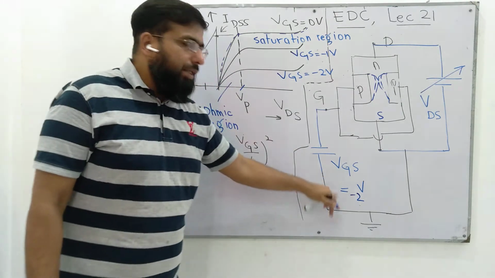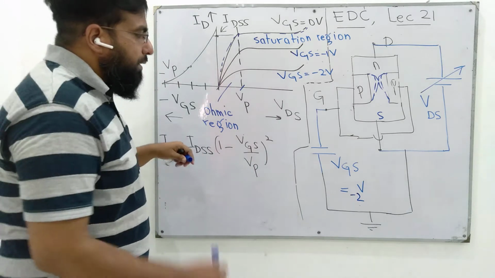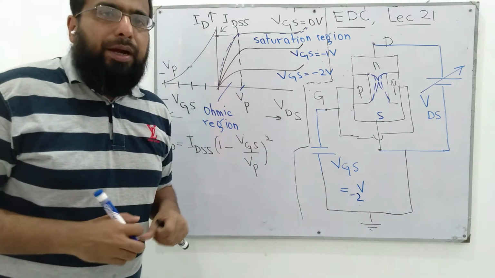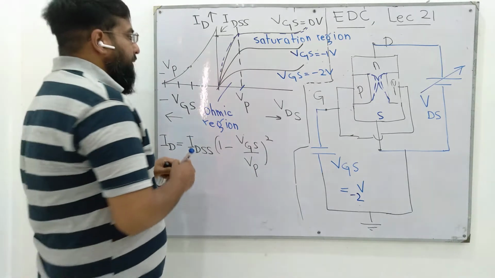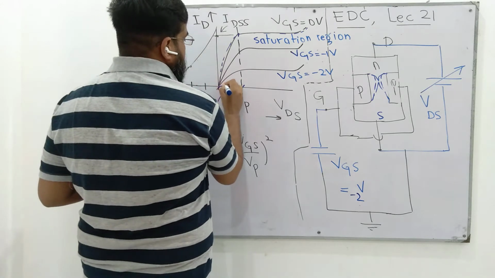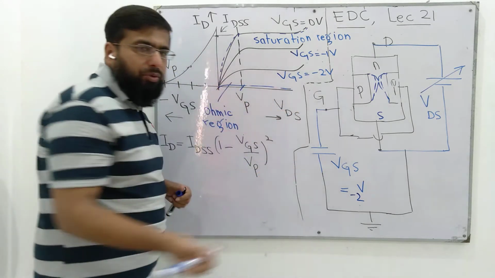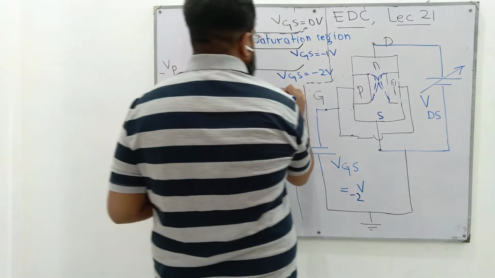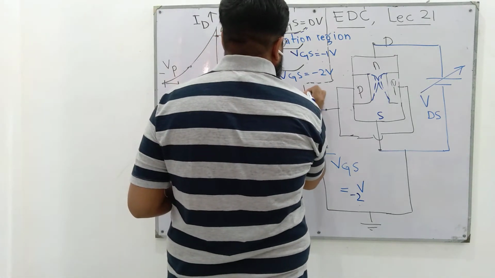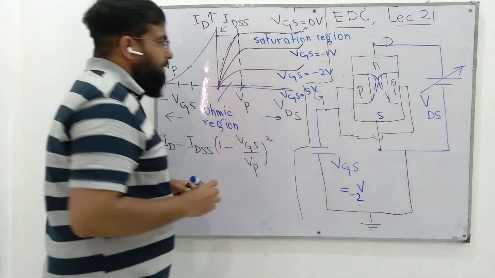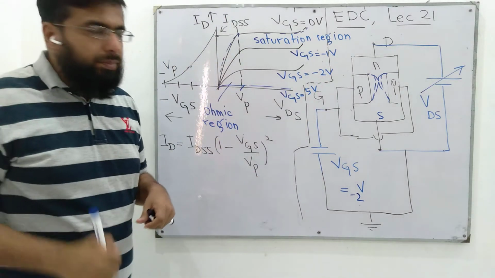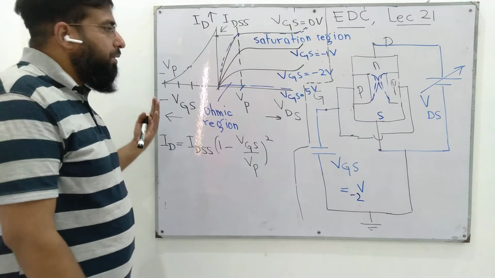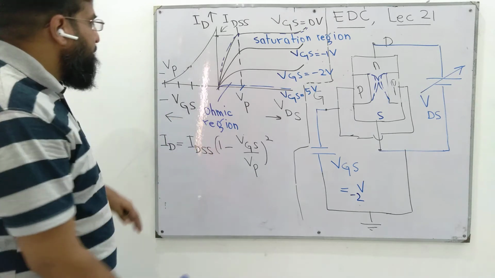If we keep on decreasing VGS, we'll reach a point where ID is 0. We call it VP, and in some books, VGS off. So for VGS maybe equal to negative 5 volts, for example, there is no ID and we call it VP or VGS off.